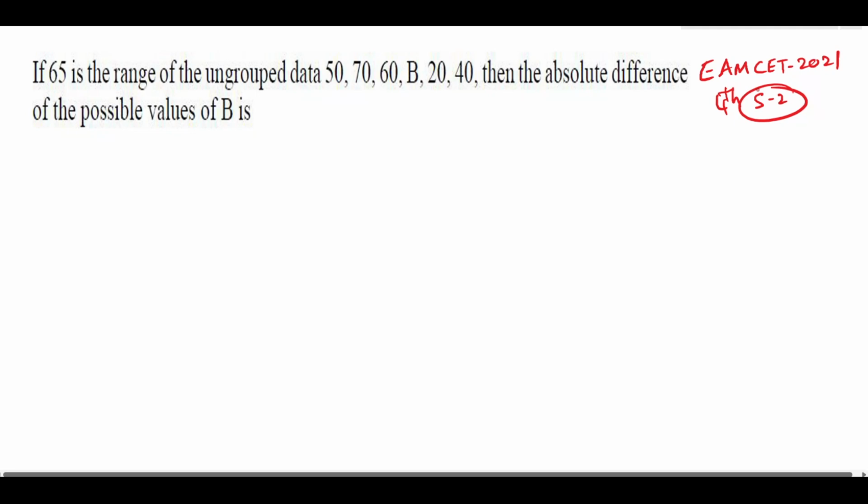Statistics. This is Eamcet 2021, 4th August, shift 2 question. Given 65 is the range of the ungrouped data 50, 70, 60, B, 20, 40, then the absolute difference of the possible values of B is dash. Here 65 is the range given.